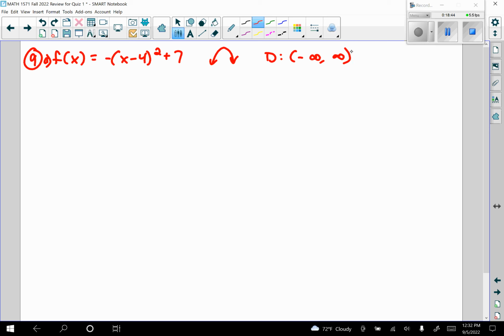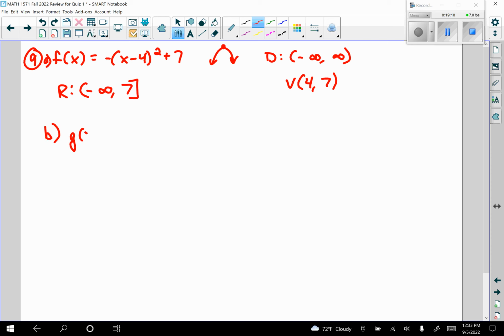If I were asking for the range, then we would need the vertex. And since it opens down, it would just go as high up as the y value of that vertex, which would be the 7. So if you're interested, even though I didn't ask for this, the range, because the vertex would be 4, 7, the range would just go from negative infinity up to 7, but that 7's included, so that would be the range. But we weren't looking for that.